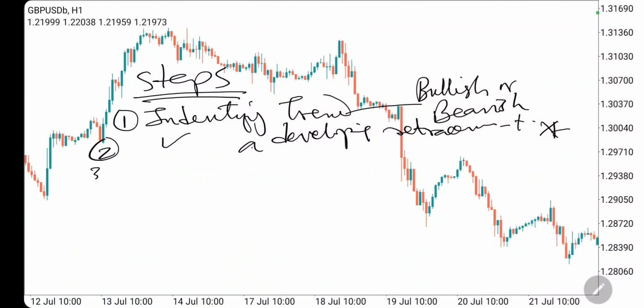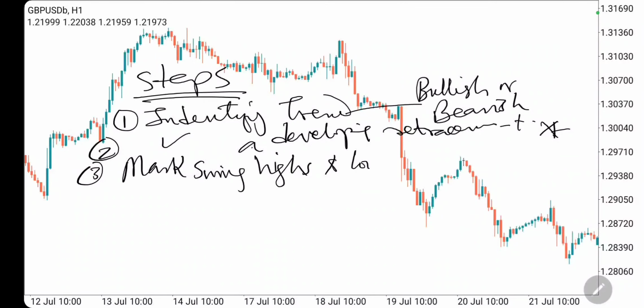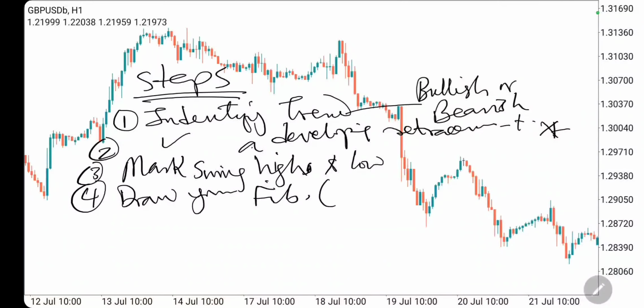Number 2 says you need to wait for a developing retracement. So the third thing you need to do is mark swing high and swing low. Okay, mark your swing high and swing low when you have seen a developing retracement. Number 4, for a bullish, okay, number 4 is to draw your Fibonacci. All right, or apply your Fibonacci.